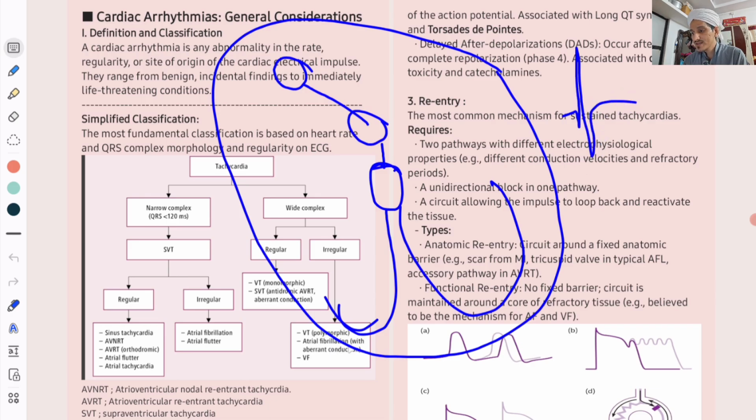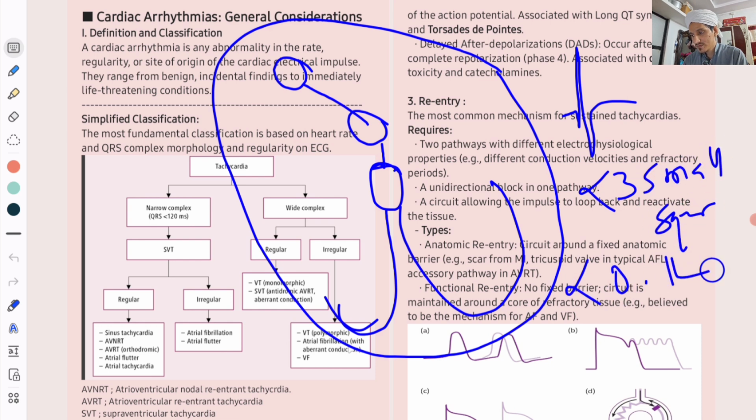The QRS complex is less than 3 small squares, or less than 0.12 seconds, 120 milliseconds. So whenever the cardiac action potential flows through this normal wiring, the QRS complex will not be wide. It will be normal.